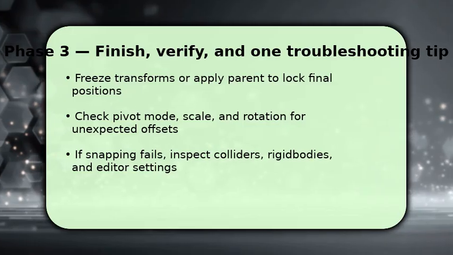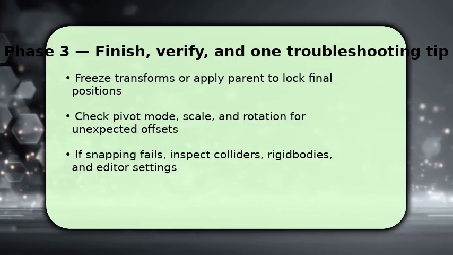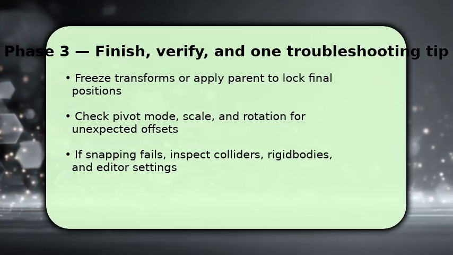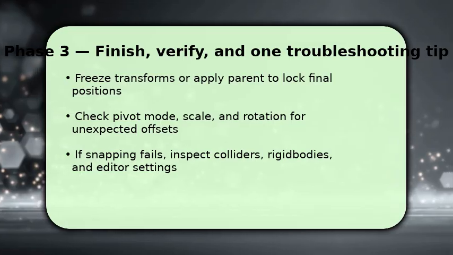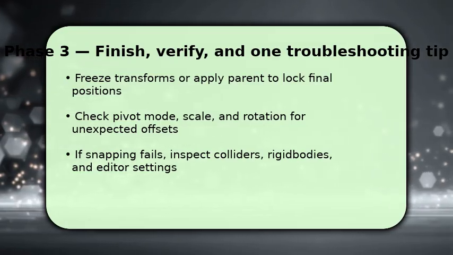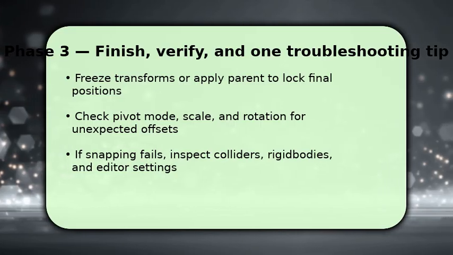If snapping behaves oddly, inspect colliders and rigid bodies, disable physics temporarily, and confirm snap settings values. One key troubleshooting tip: if objects jitter, disable physics on the objects you're snapping.